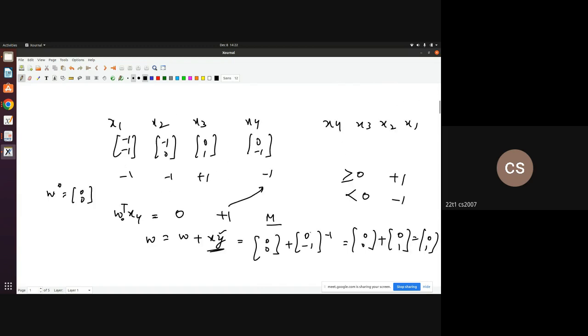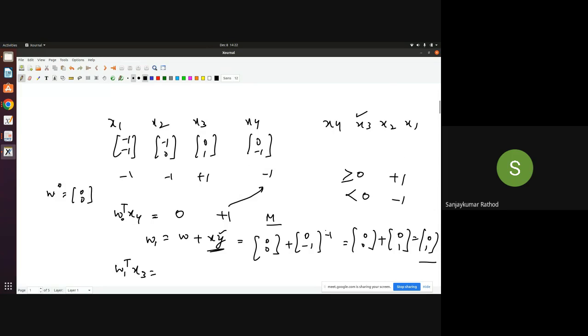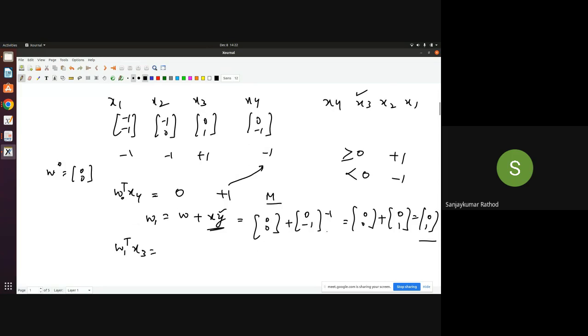Now with this weight vector, we move to the next data point, which means this is W1. So W1 transpose X3 is what we will find out. Now, ma'am, here what I am doing, I am starting again with X4. No. That's what I told you. You have to keep a running copy and traverse through all the data points in the given order. Is that clear? You don't go back. Breaking and starting again will not work.